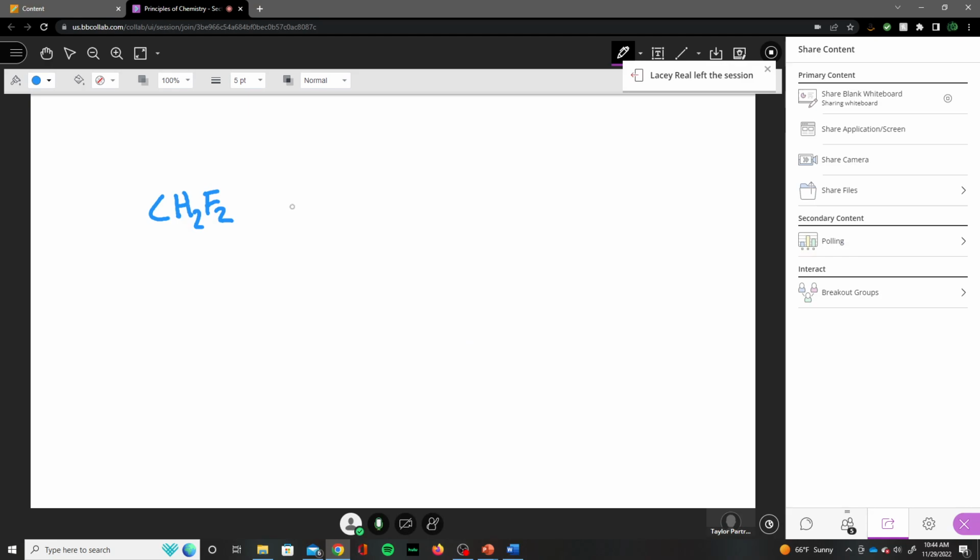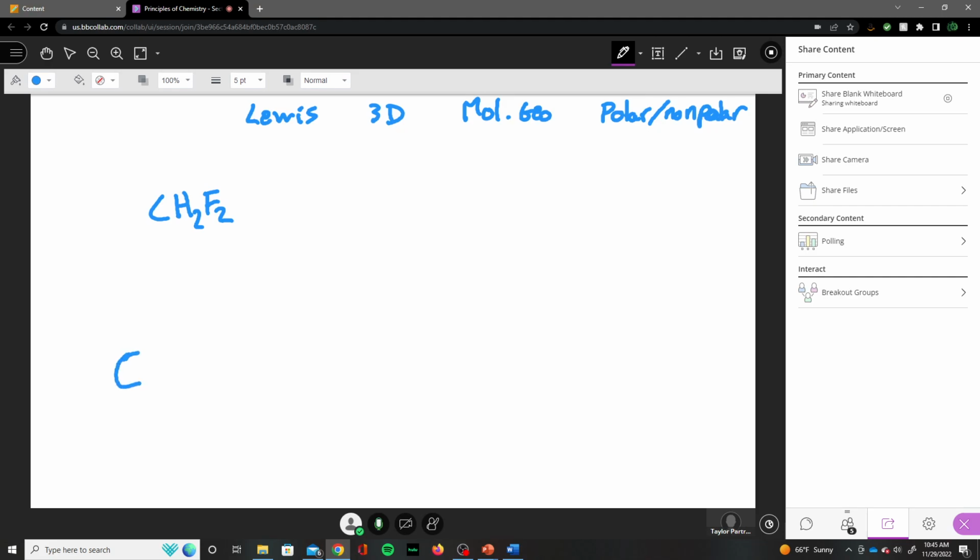All right, so that's the example molecule here. Again, we're trying to find four things: the Lewis structure, the 3D shape, the molecular geometry, and whether it is polar or nonpolar. The Lewis structure for this, we find in the exact same way as in the past. Carbon is in the middle because it has the most unpaired electrons, so we just attach everything else to it. It doesn't matter which side we put the stuff on.